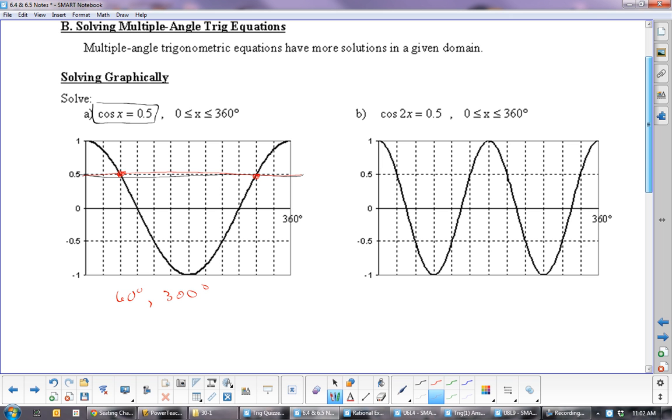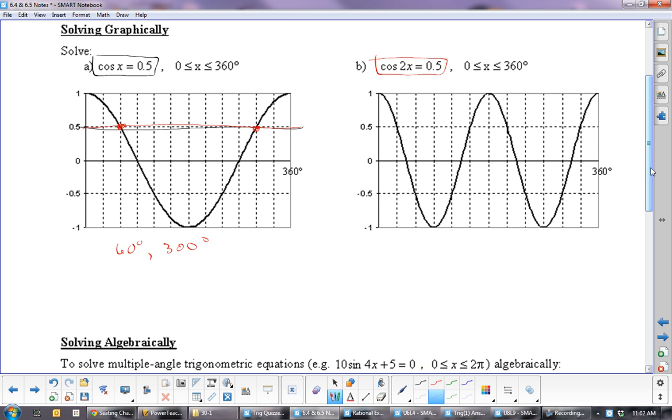Now, if you're doing when cos 2x equals 0.5, and we're just covering this right now in 30, that's a horizontal stretch by a half. That means half all of these x values. So when you half everything, it squishes it. Okay? It's a horizontal stretch by a half. So these become your new answers.